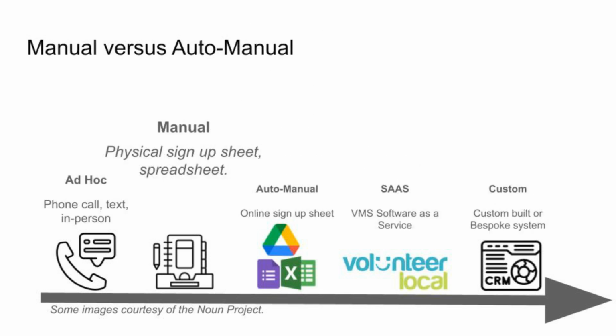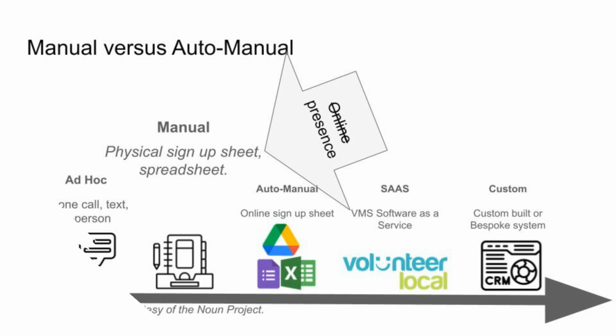A manual VMS might be a spreadsheet on someone's computer or a binder at the front door of the nonprofit. While inexpensive, a volunteer has restricted access to it. They must ask the spreadsheet owner to update their information or physically visit the nonprofit to fill in things like their shift preferences. No wonder so many organizations are turning to no-code technologies such as a Google form.